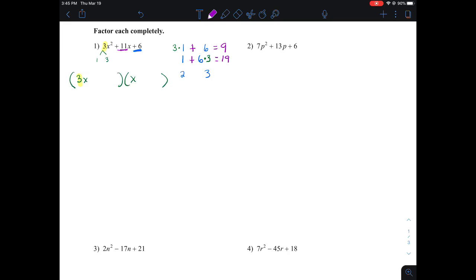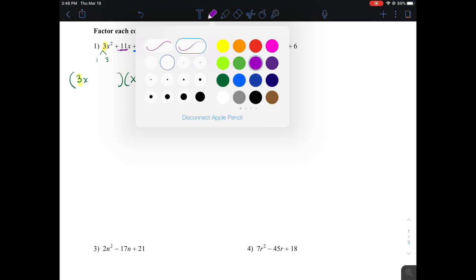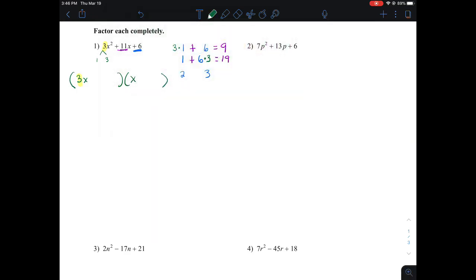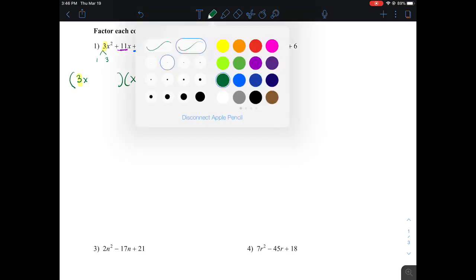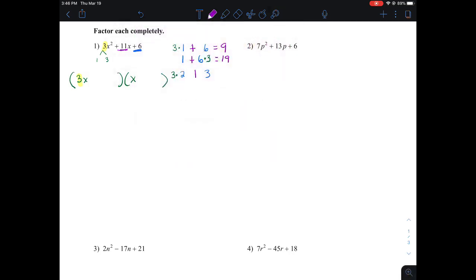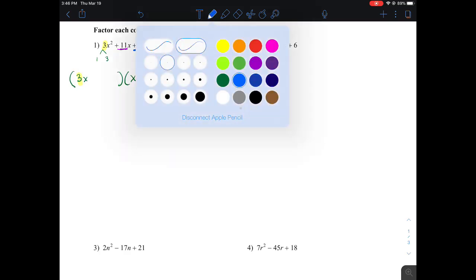So now let's go to the 2 and the 3. One of those numbers has to get multiplied by the 3. And if you don't understand why, you'll see why in a minute when I redistribute the product of the two binomials. So I'm going to see if the 2 gets multiplied by the 3, and then if that adds together to give me what I want. Well, 3 times 2 is 6. 6 plus 3 makes 9. Well, that didn't work. So we have one other option.